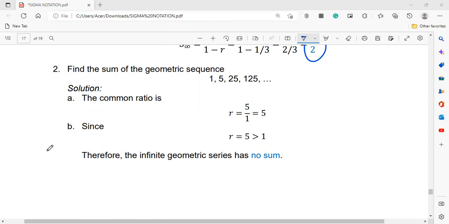Second, find the sum of the geometric sequence 1, 5, 25, 125, and so on. The common ratio here is 5. Then, since 5 is greater than 1, there is no sum. What this means is we don't know what the total is. Why? Because the numbers are obviously increasing and you cannot stop it. So we can just say that there's no sum, or there is an infinite sum, or infinitely many. And since infinity is not a number, we can just say there's no sum.